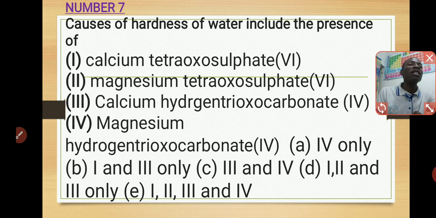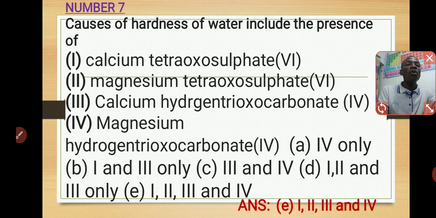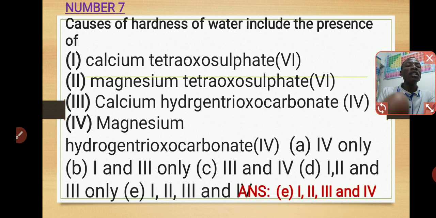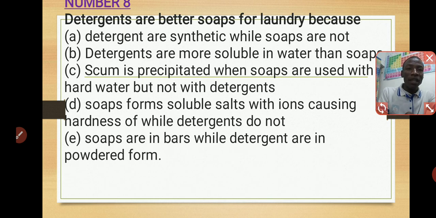If you understand your chemistry very well, you know that all the 4 compounds listed here cause hardness. 1 and 2 cause permanent hardness. 3 and 4 cause temporary hardness. So our answer now will be option E, 1, 2, 3 and 4. Our next question is number 8.